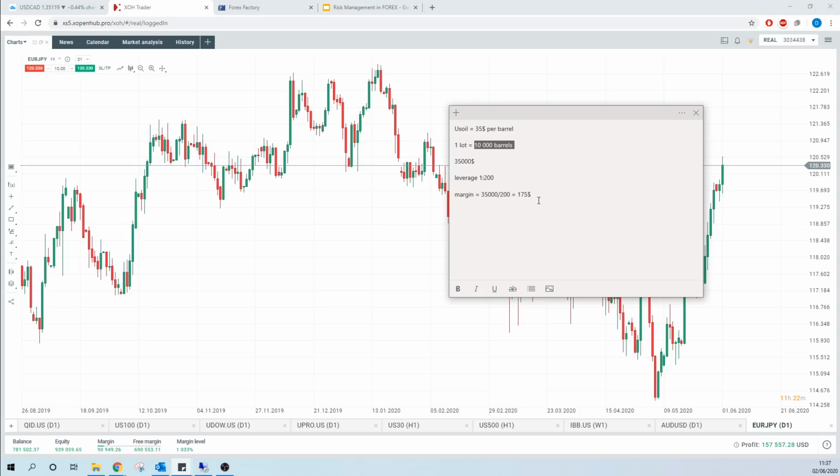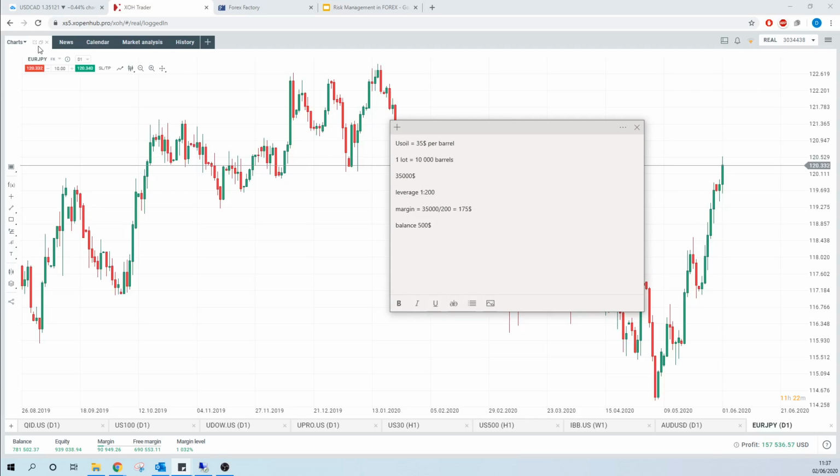So this is the main reason why we should know risk management. Because it means, yes, let's assume I have a balance of $500. With a balance of $500, I can easily afford to take 10,000 barrels. However, it doesn't mean I will feel myself in safety. Why? Because, for instance, it's very easy to show.